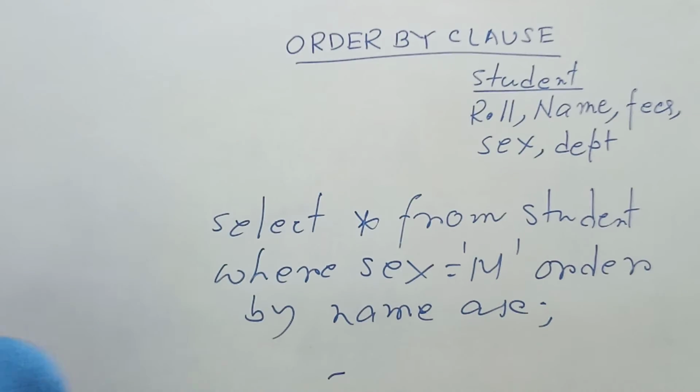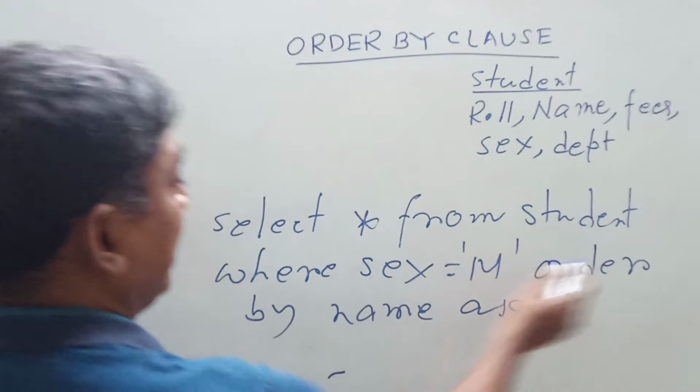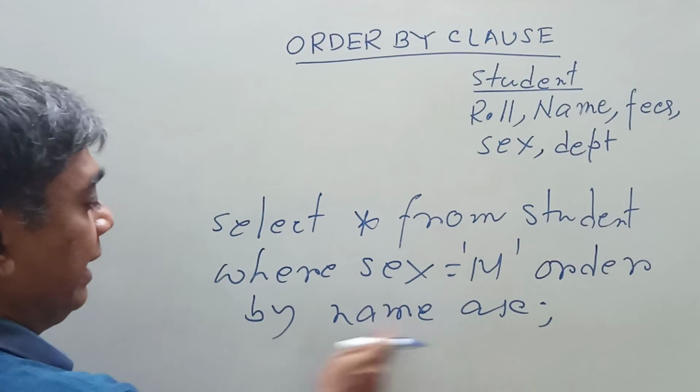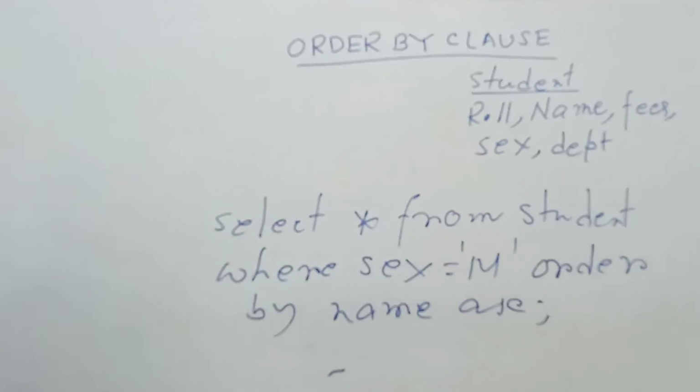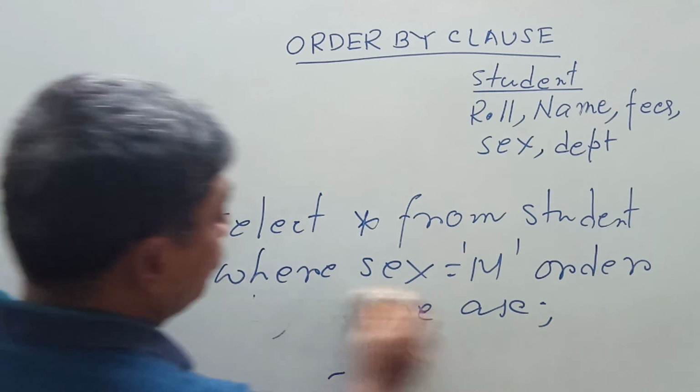So what is the answer? Select star from student where sex equal to M. This is your condition. Then order by name ASC. Okay. This is the condition. After that, we use order by, the name of the column, and for ascending, we write ASC. Next question.